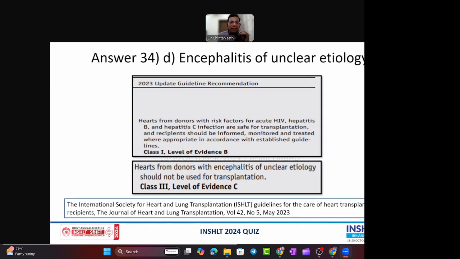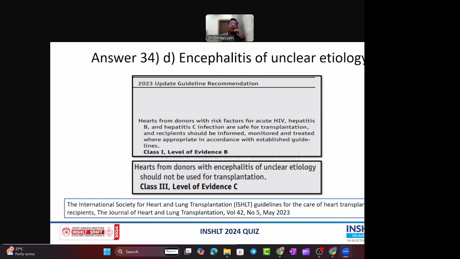And second, hearts from donors with encephalitis of unclear etiology should not be used for transplantation. So here the clear answer is encephalitis of unclear etiology should not be used. So it's a message to all the residents that even HIV, HBsAg and HCV positive candidates can be donors for the hearts.